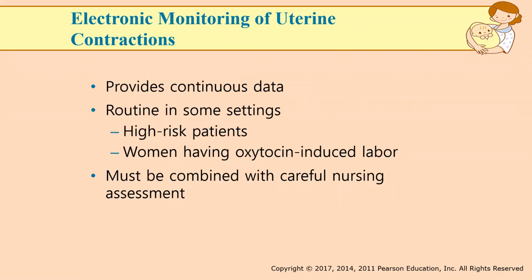The electronic monitor for uterine contractions provides continuous data. It's routine in some settings, some healthcare facilities. It's used for high-risk patients and women who are getting oxytocin to induce labor. It must be combined with careful nursing assessment. This is the internal pressure monitor catheter we were discussing in lab.